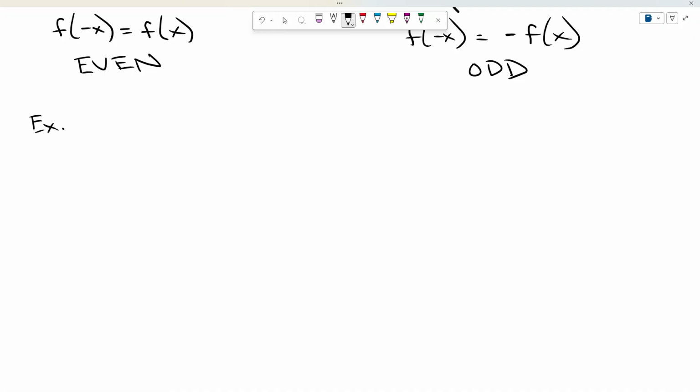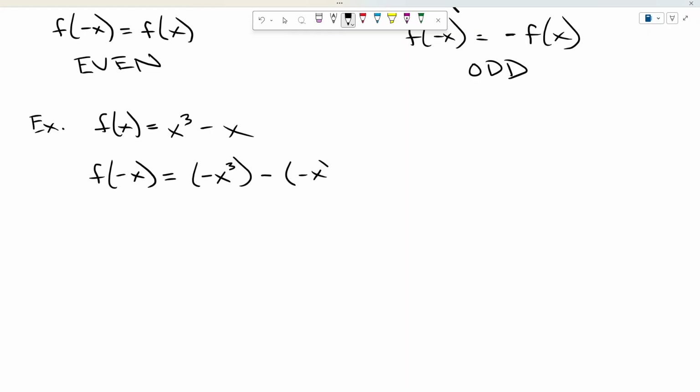Okay. So if we're given the function f of x is equal to x cubed minus x. All right, first thing we do, let's plug in f of negative x. So we do that, we end up with negative x cubed and then minus a negative x. So each x has been replaced with negative x.